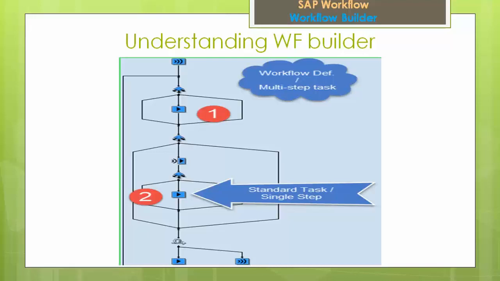So what are the different steps that you can see? As I said, a step is nothing but a single step or a standard task. As I have already highlighted in the frequently used terms, standard task or a single step, both are one and the same. A workflow definition or a multi-step task, both are one and the same. So don't get confused with these terms. A multi-step task or a workflow or workflow template, all these are one and the same. And standard task and single step task are one and the same, right?